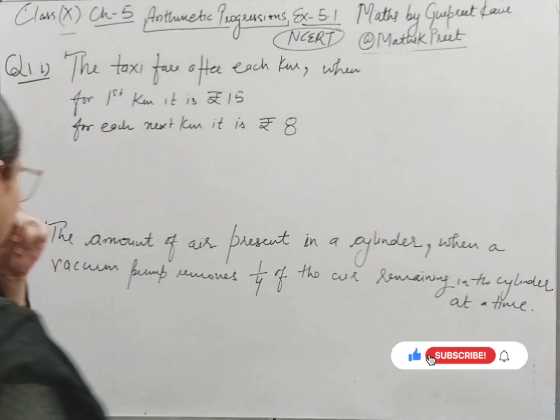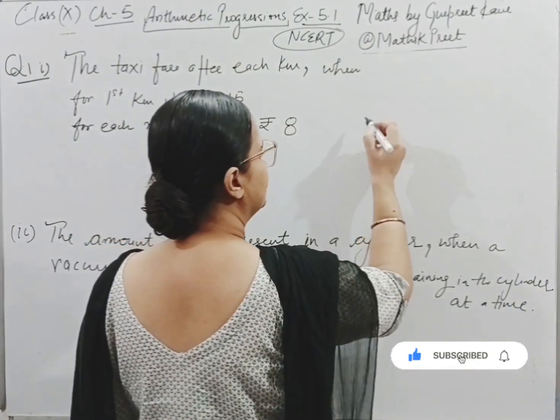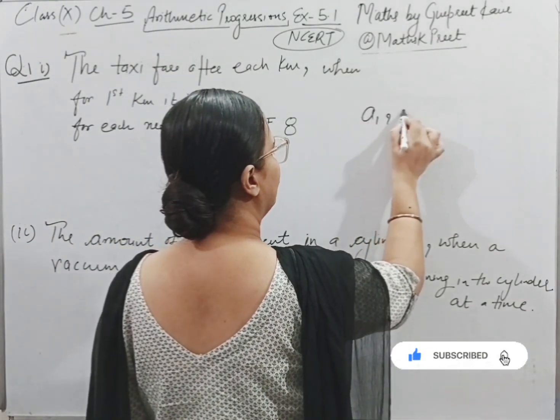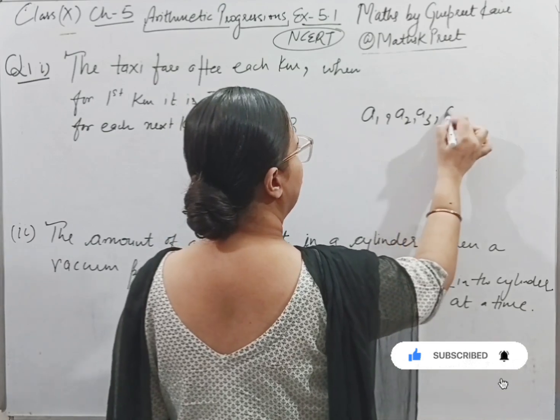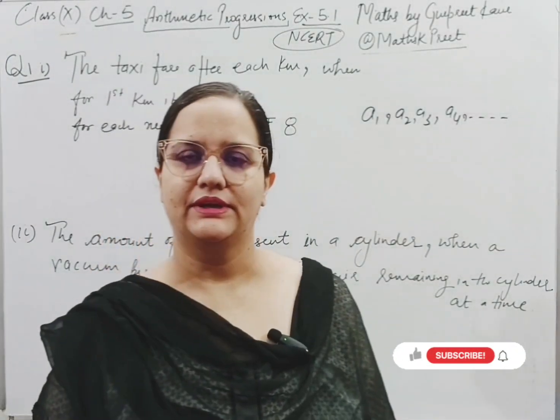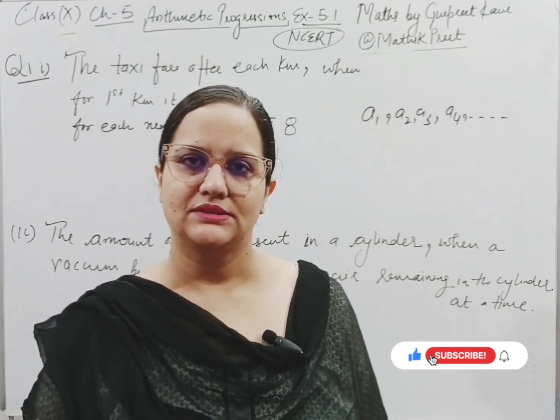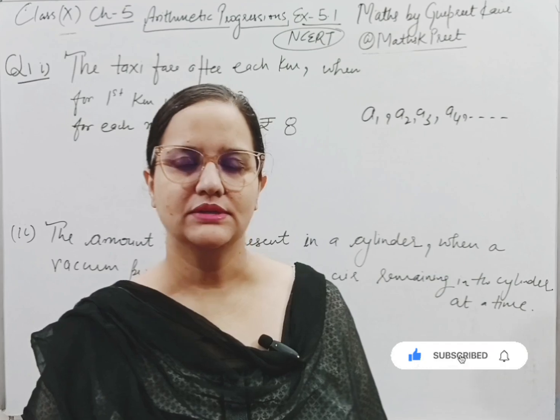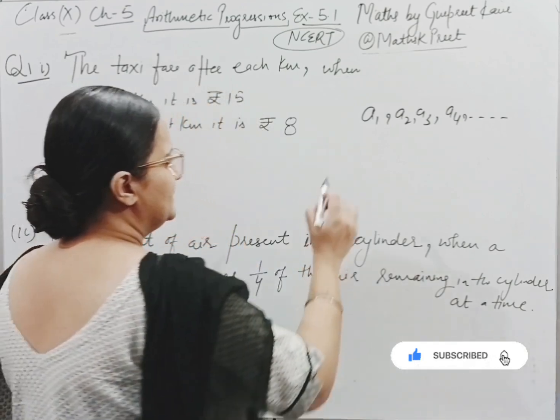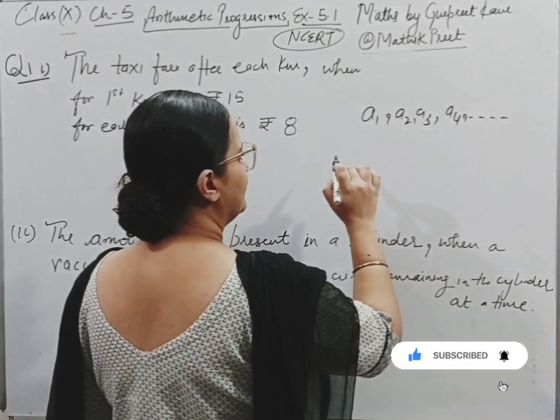So I have told you that it is a sequence of numbers, say a1, a2, a3, a4, and so on. It could be finite or infinite. Infinite means it is limitless. Finite means it will have some last term denoted by a_n or small l. Fine. So it is a sequence of numbers or terms.